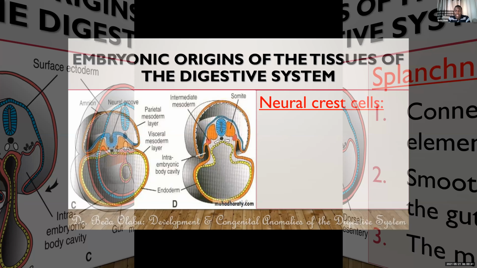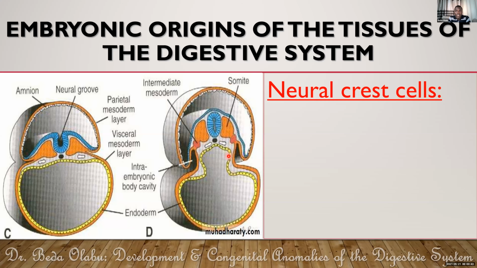The third entity that contributes to development of the digestive system is the neural crest. In as much as we rarely talk about it, it is very important.